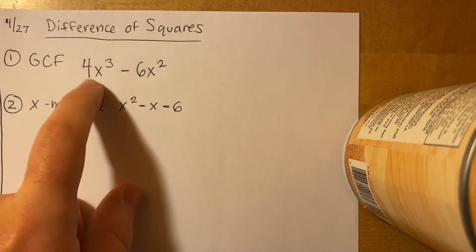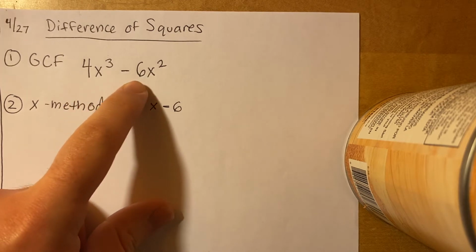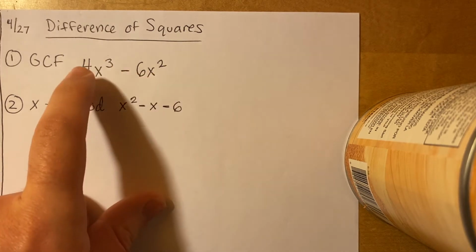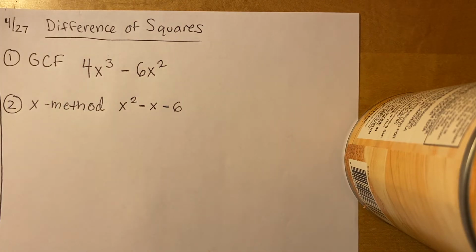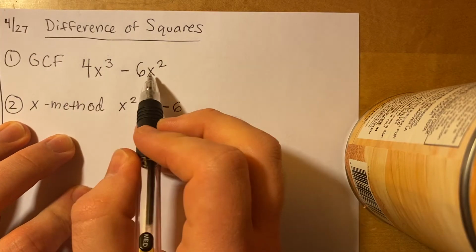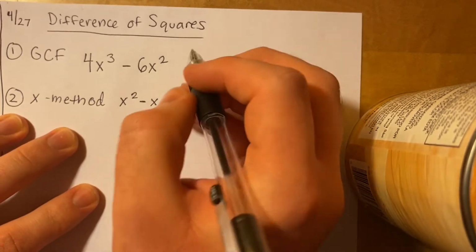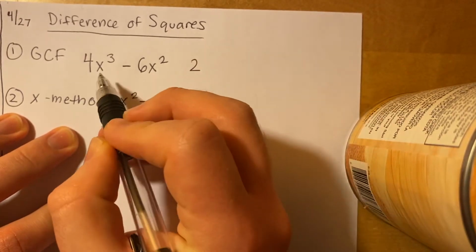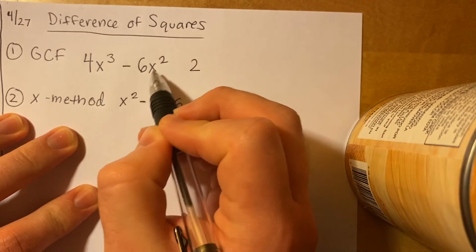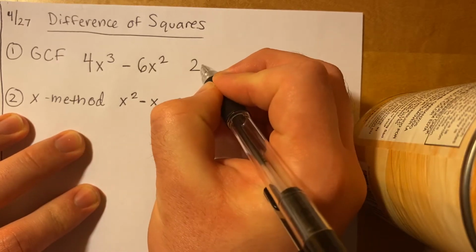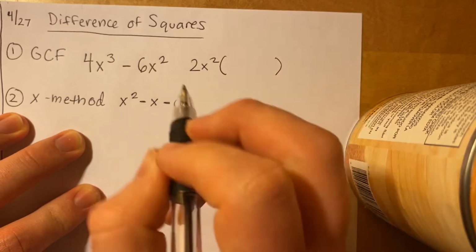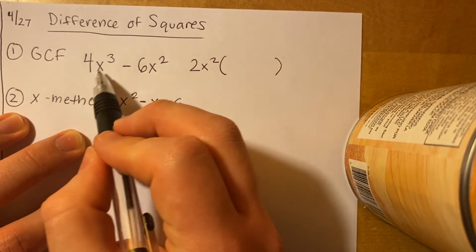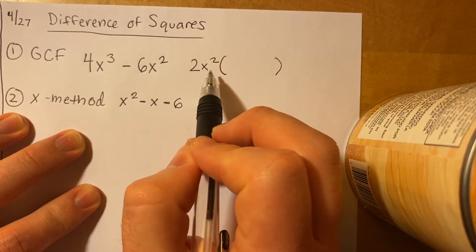So say if you have a problem like this, 4x cubed minus 6x squared. You find out what's in common between the two terms, and then you can factor it out. So with the 4 and the 6, I know that they have a 2 in common. Okay, so write a 2. And there's x cubed here and x squared here, so I know that they have an x squared in common.